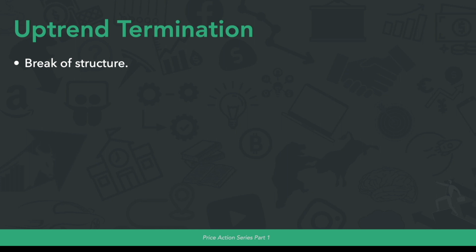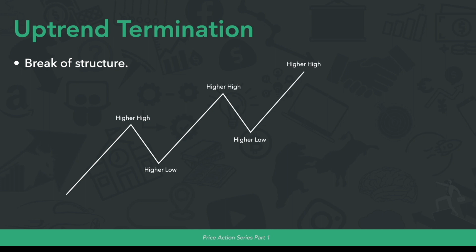Uptrend termination. So, hindi forever nasa uptrending market tayo. At some point, kailangan rin niyang mag-reverse. So, how can we identify an uptrend termination? So, kailangan makakita tayo ng break of structure. So, in an uptrending market, meron tayong series of higher highs and higher lows, right? So, ito yung structure natin. Meron tayong low, meron tayong high. So, ito yung last higher low natin.